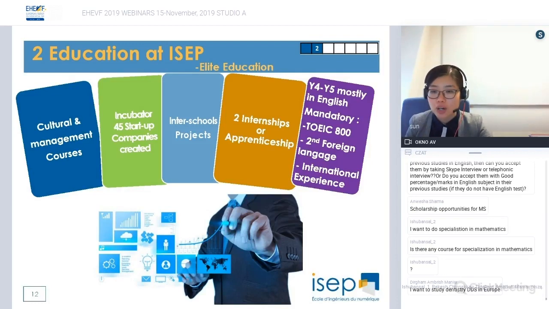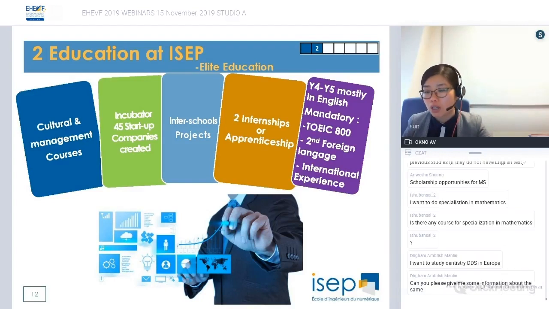Besides our technical courses, we offer culture and management courses. And until today, we have 45 startup companies created by our graduates. We also offer inter-school projects. Local students will have two internships. International students will have at least one final year internship. And some students have apprenticeship opportunities.